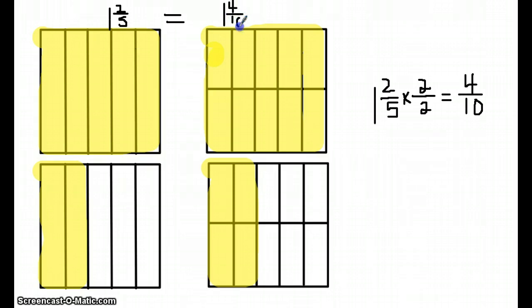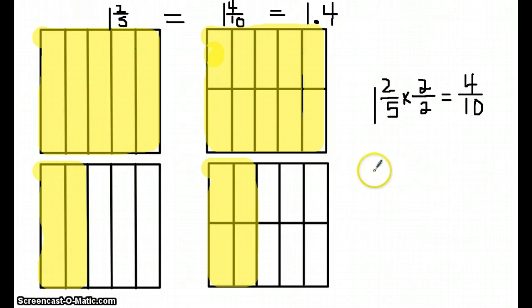Once I've written my mixed number as 1 4/10, it's easy to write as a decimal because I have a tenths place. All I need to do is write my one whole, my decimal point for my one, and the 4 will go in my tenths place. 1 4/10. Now I have my mixed number as a decimal.